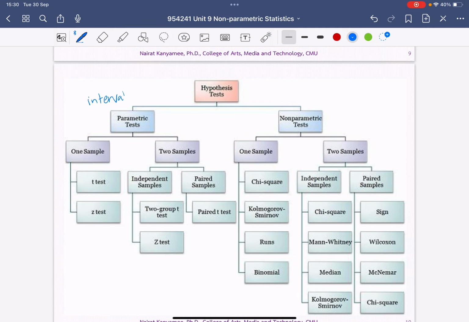For hypothesis tests in statistics, the parametric tests are for interval and ratio data that meet the requirements. So we have tests for 1 sample and 2 samples, and for more than 2 samples we have ANOVA on the next page. For 1 sample, we did the t-test and z-test; we did only this in chapter 5. For 2 independent samples, we have the z-test as well and the 2-group t-test. And for paired samples, we have the paired t-test.